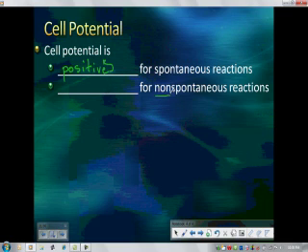All right, for non-spontaneous reactions, cell potential is negative. It's the opposite of delta G. Delta G is negative for spontaneous.